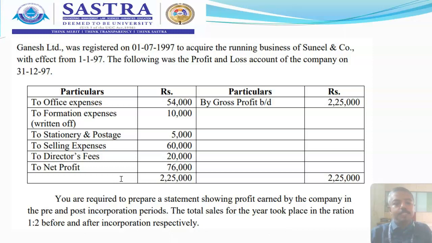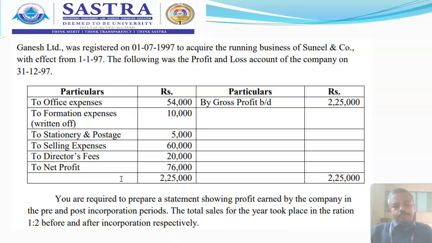Now, what is the basis of apportionment? We need to decide that. Actually, we have four bases. Remember that? One is time ratio, second is sales ratio, third is purely for pre-incorporation period, which means no need to apportion, just allocate. And the fourth is purely for post-incorporation period, which we also allocate directly. So these are the four bases, and we need to follow one basis for each income and expense.